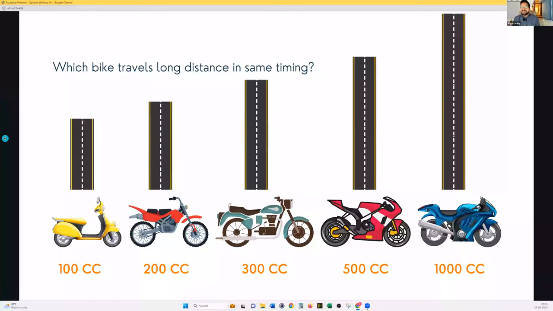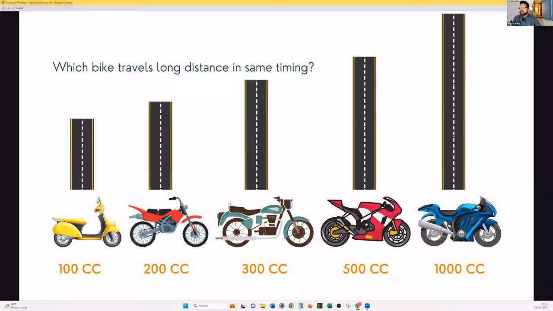It depends on the person who drives. Okay, let me just keep it myself. I'll be the person who throttles it till the end. Now, which bike travels a long distance in the same time, whether it's 100cc or 200cc or 300 or 500 or 1000?